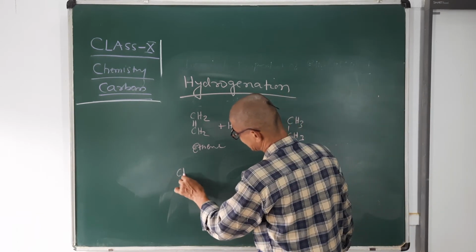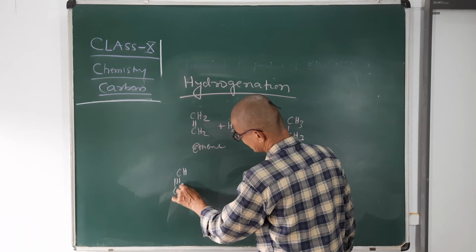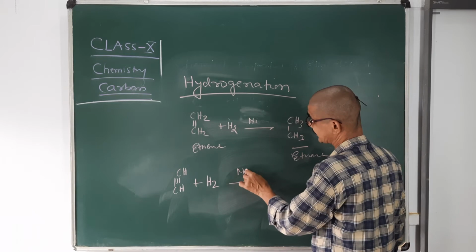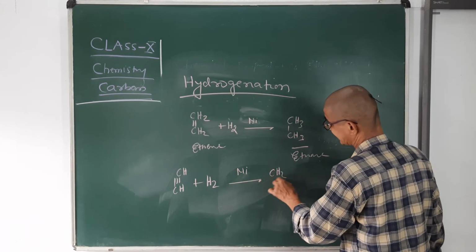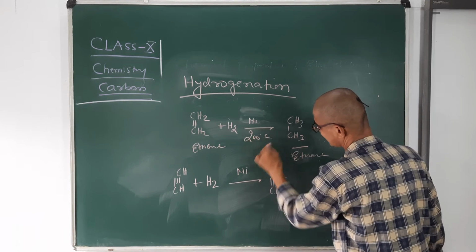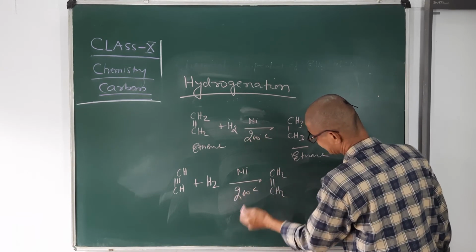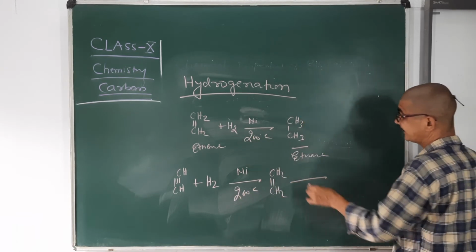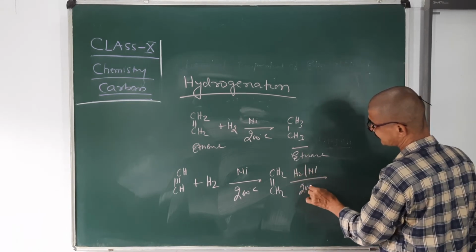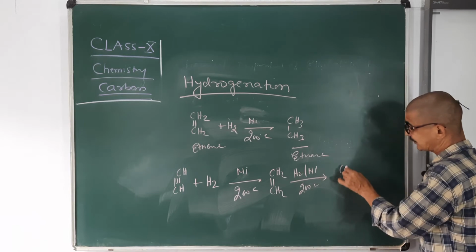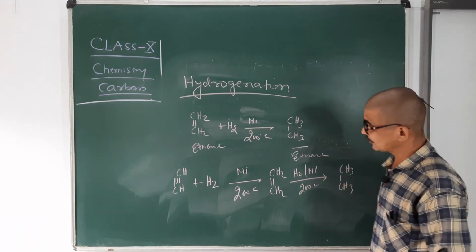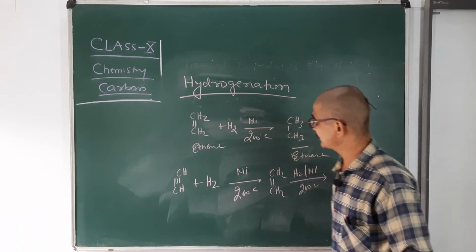Not only that, ethyne also undergoes hydrogenation reaction in presence of nickel to form ethene at first, at a temperature of 200 degrees Celsius. You must remember these things. Now the reaction continues with hydrogen in presence of nickel, under the same conditions, and we will get ethane. So this is also called hydrogenation reaction.